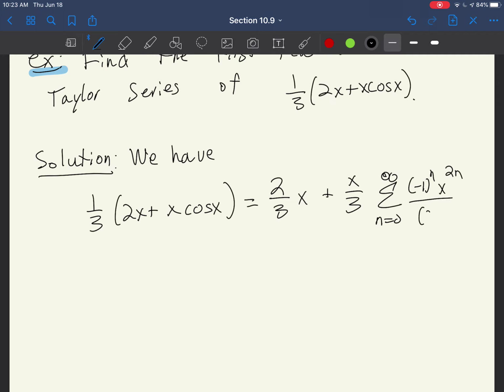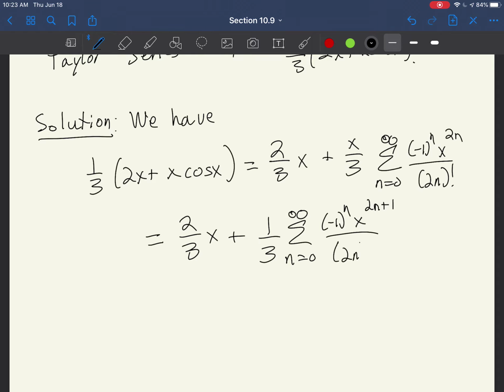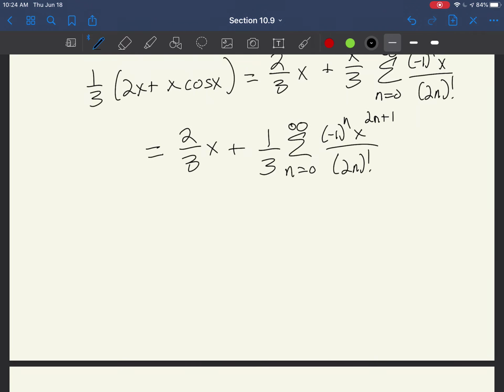Recall the Taylor series for cosine x was the sum from n equals 0 to infinity of -1 to the n x to the 2n over 2n factorial. Same as the Taylor series for sine x, but you take all even powers instead of odd powers. Okay, distribute this x here, and you get 2/3 x plus 1/3 sum from n equals 0 to infinity of -1 to the n, x to the 2n plus 1 over 2n factorial.